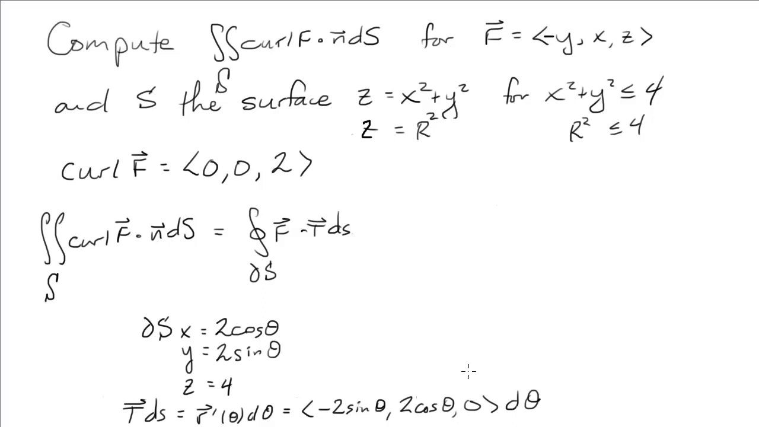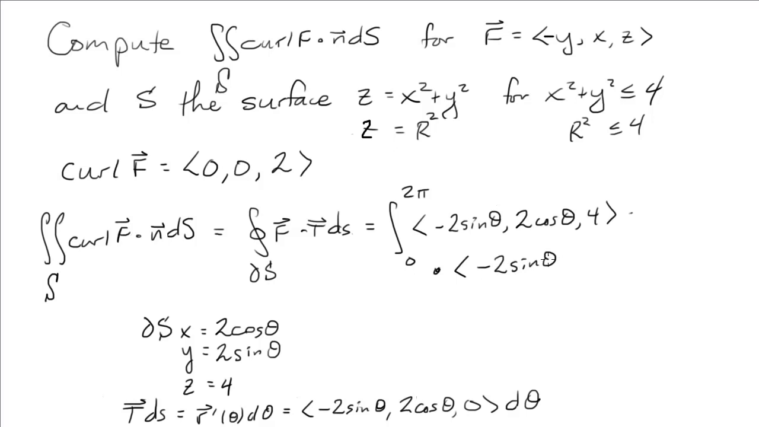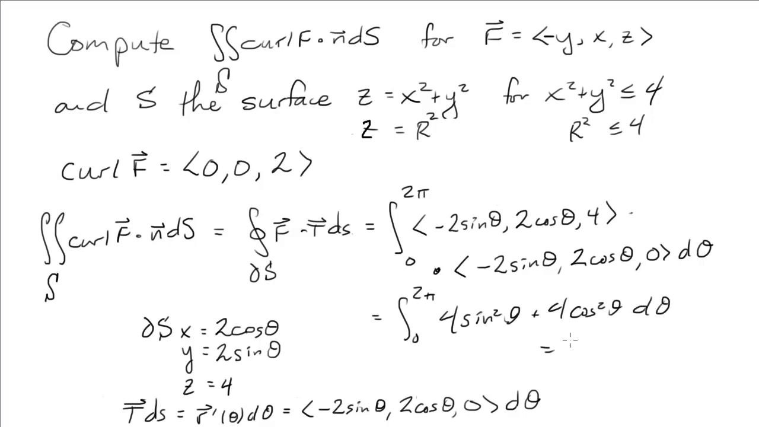Plug in our parameterization. Plugging in for y, plug in for x, plug in for z, and dot it with our T ds. Sine squared plus cosine squared is 1. And I'm integrating 4 over the interval, so it's 8 pi.